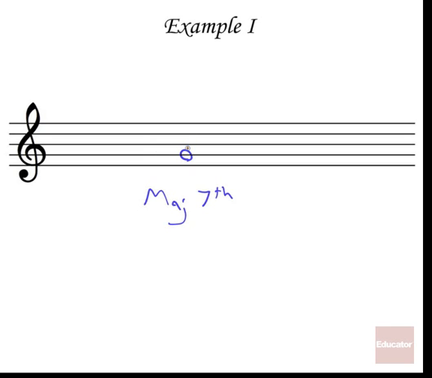So let's see. We know that we need a major triad on the bottom, so that means we need to make sure that this is a major third, which it is, and this is a minor third, which it is. And now we need a major third above the D, which means that we need to add an F sharp. And just to confirm, we can check from G to F sharp if that's a major 7th or not.